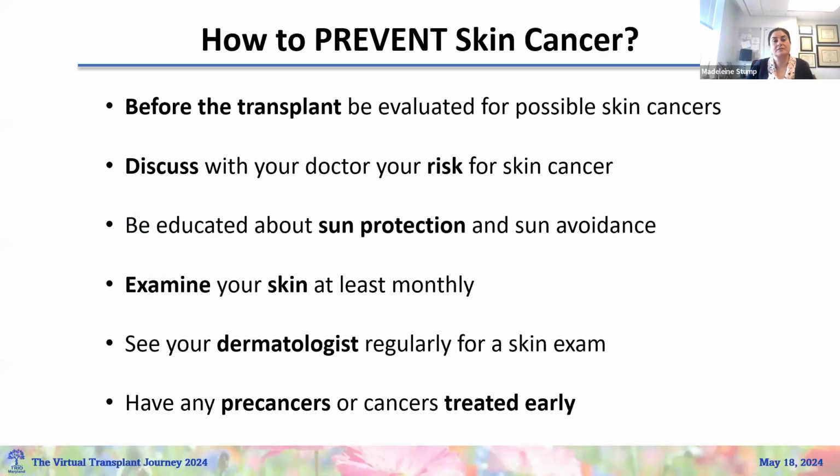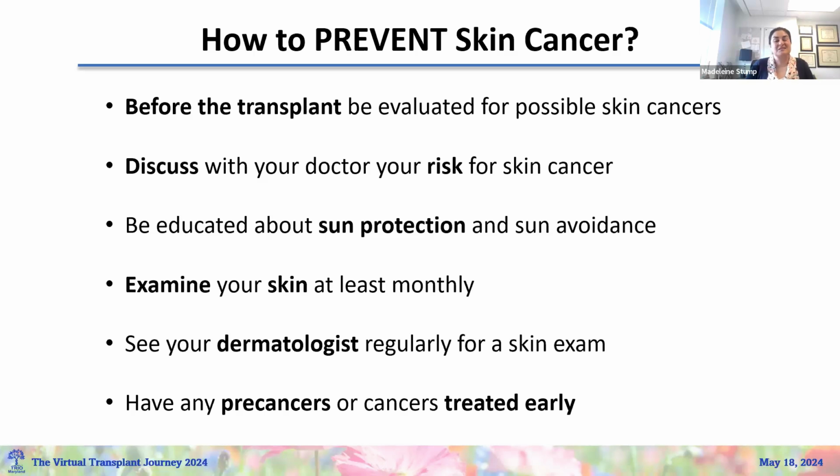So how can you prevent skin cancer? Here are some general tips. Starting before transplant, you should be evaluated for possible skin cancer. Discuss with your doctor, your dermatologist, what your risk of skin cancer is. This is all based on history of prior sunburns, blistering sunburns, amount of sunlight exposure, habits with sun protection, type of skin. Do you burn easily? All of these things will add together to a certain cumulative risk. Be educated and proactive about sun protection and sun avoidance.